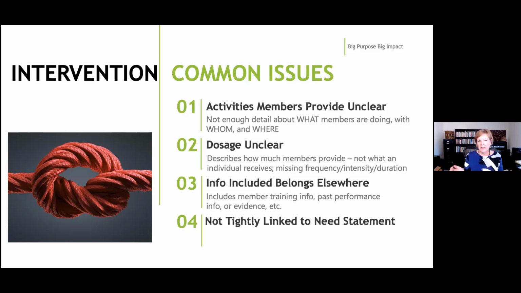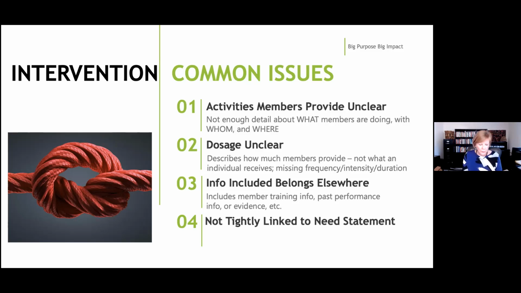Common things that end up getting shoved in the intervention section are stuff about member training. There's other places to put that in the grant application, so that's a thing to check to make sure it's in the right place. Sometimes people start putting past performance measurement information in the intervention section. Doesn't belong there. I think because people are still not really comfortable with evidence, sometimes they're putting evidence in the intervention section instead of the evidence section.